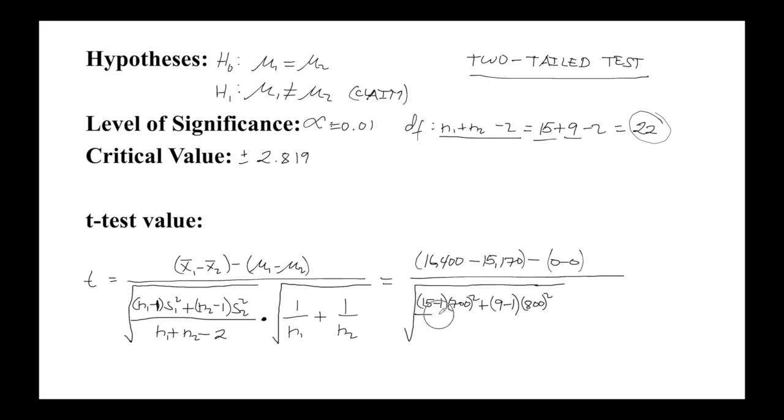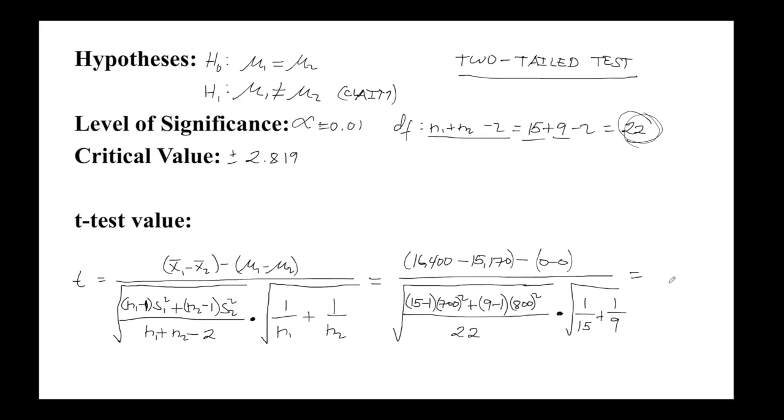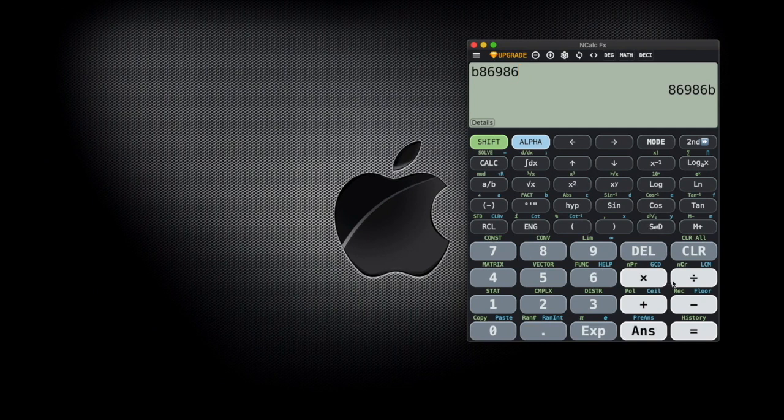Okay? So, all over n sub 1 plus n sub 2 minus 2, that is 22. So, diretso na natin, no? 22. So, multiplied to square root of 1 over n sub 1, which is 15, plus 1 over n sub 2, which is 9. Okay, so let's check our computation. So let's have our calculator.